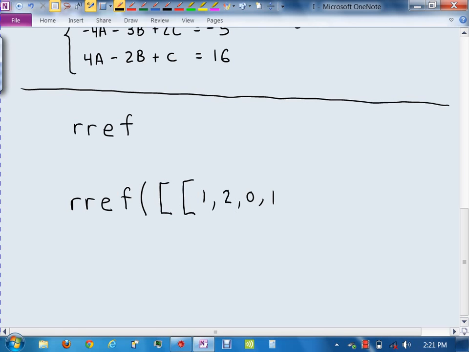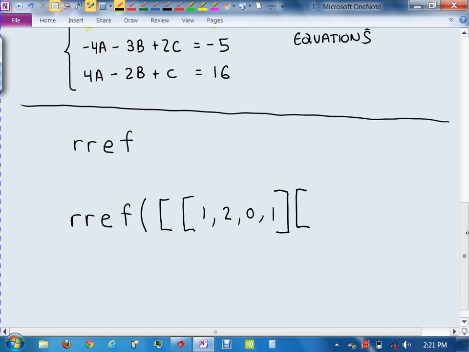Got it? Now what do you think you tell the calculator? Close the bracket. What is that closed bracket telling your calculator? I'm done with the first row. Okay? Then here comes the second row. So I need to say open bracket. No comma there. Okay, just open bracket now.